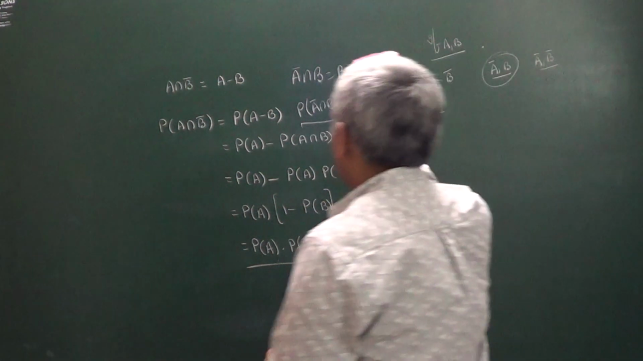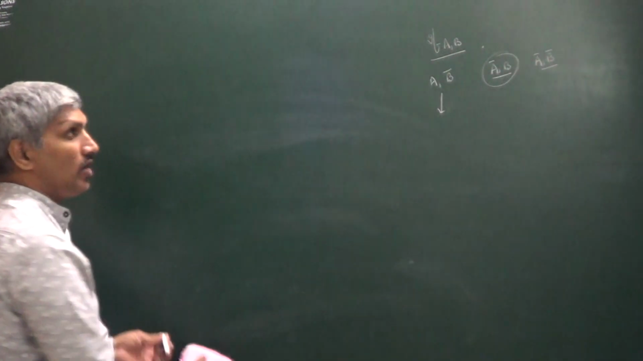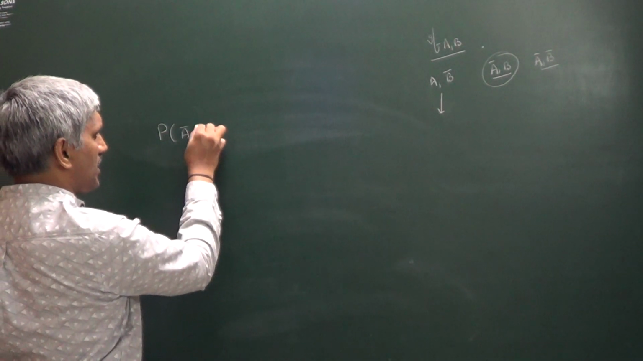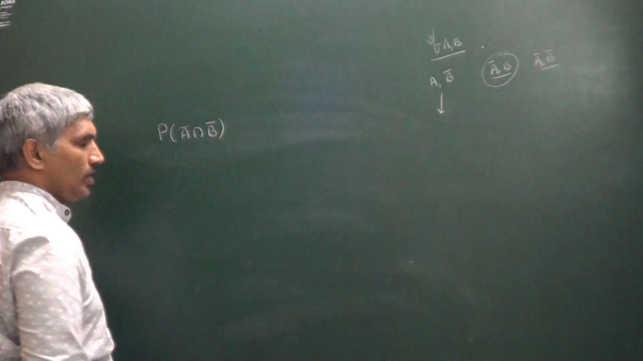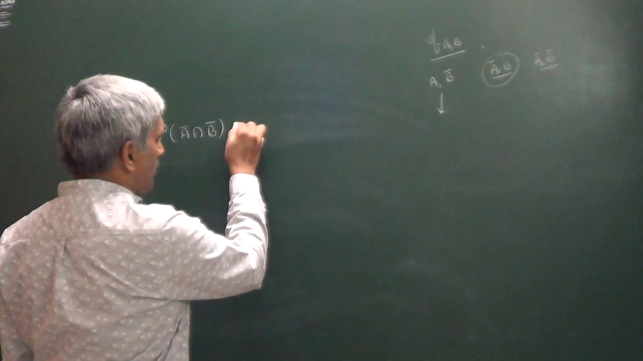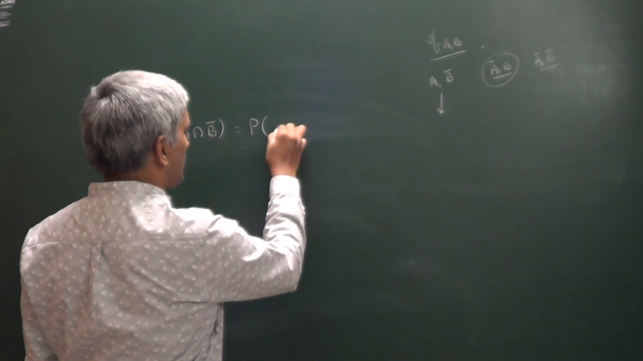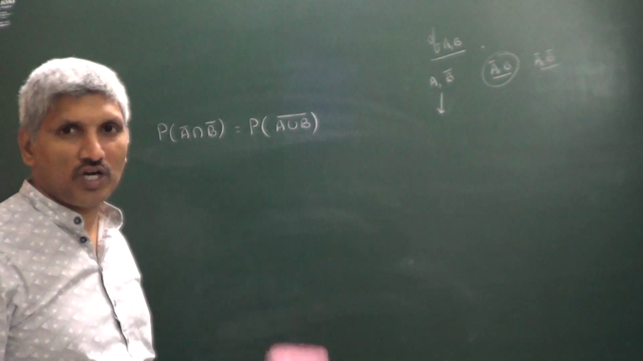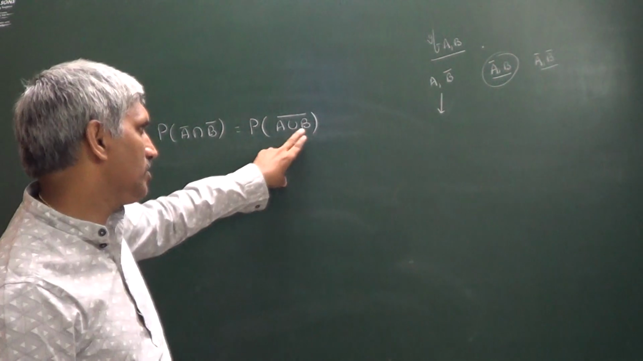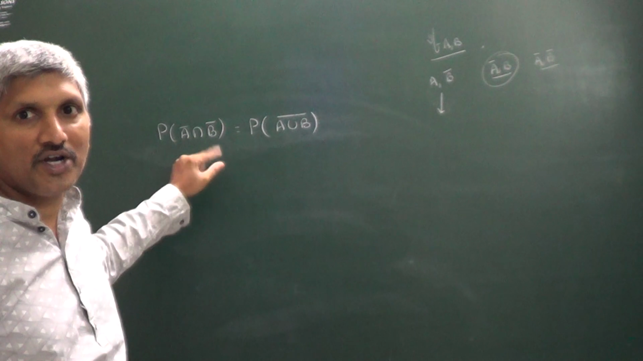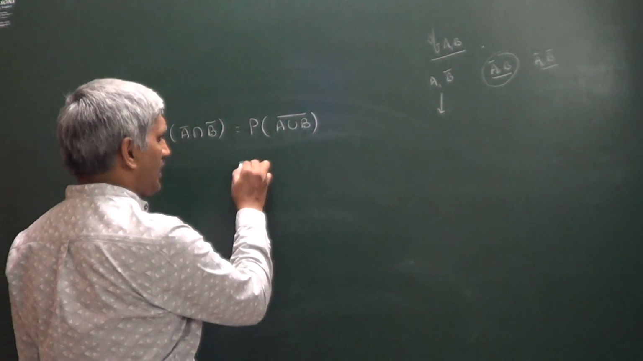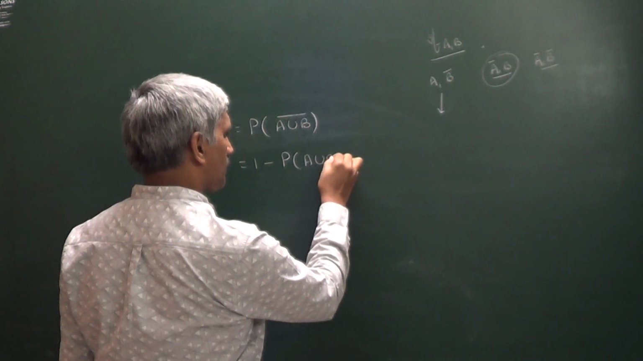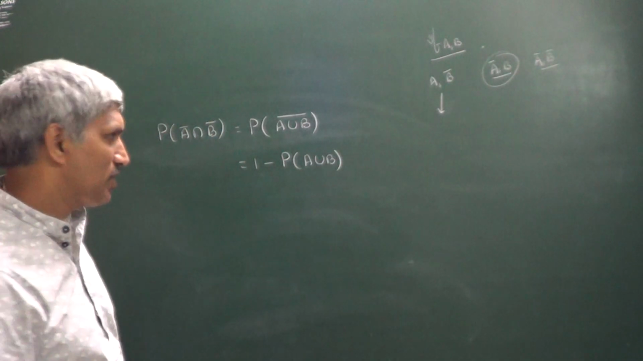But how can we say that A bar, B bar are also independent events? To show A bar, B bar are independent events, first of all we can write this as A union B whole bar, according to De Morgan's law from set theory. A union B whole bar is equal to A bar intersection B bar. Now I can write this as 1 minus P of A union B.